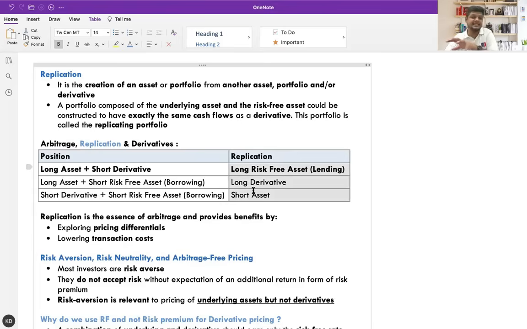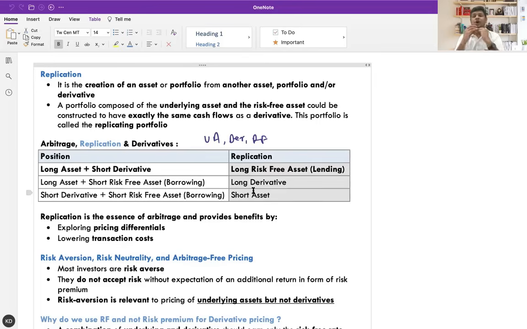Replication is this, and that replication you can do with the derivative. So when you take a position in an underlying asset and combine it with a derivative, it can replicate something. Are you getting me? So three things are involved. Can you tell me which three things? Underlying asset, derivative, and risk-free bond, which is borrowing or lending. When you combine these three things, you can replicate. You can combine any two of these things and replicate the third. Clear?